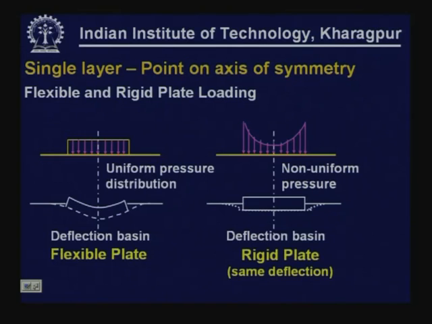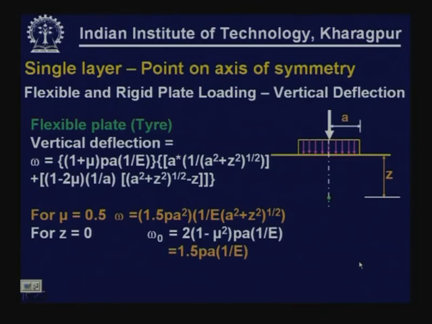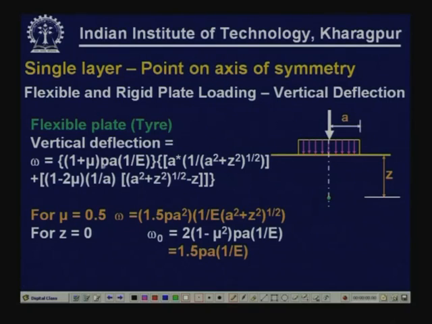So, on the left hand side this system gives you uniform pressure distribution, on the right hand side you have non-uniform pressure distribution. So, the analysis for these two systems will be slightly different. For example, if there is a flexible plate, the vertical deflection W is given as a function of the pressure that is applied, radius of load contact area, the modulus value of the pavement, and the depth at which we are trying to find out stress, Poisson ratio value.